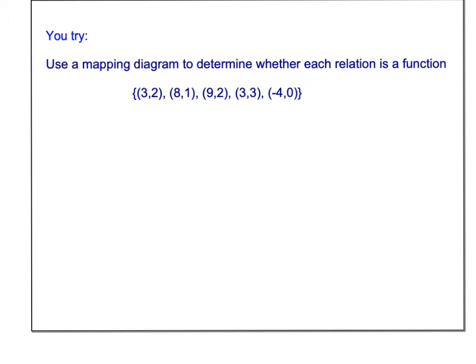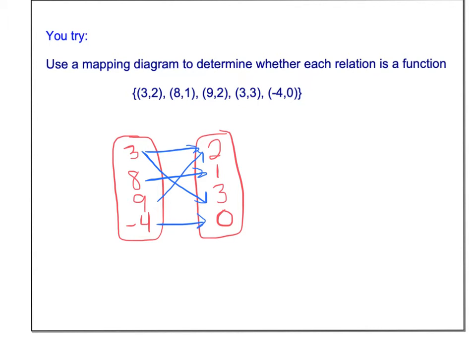You try this one using a mapping diagram. This is what your diagram should look like. Is it a function or not? This relation is not a function either, and here's the reason why. You put in a 3 and sometimes a 2 comes out of the machine, and you put in a 3 and sometimes a 3 comes out of the machine.